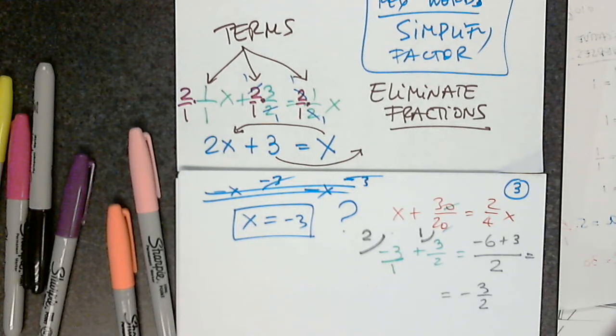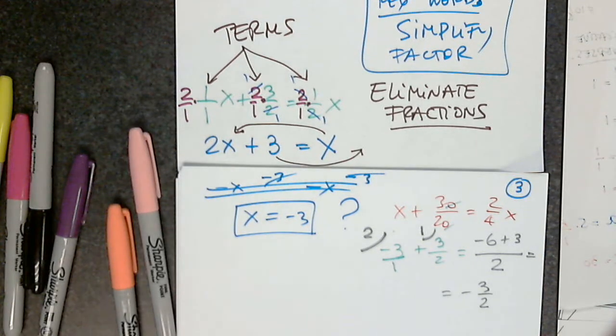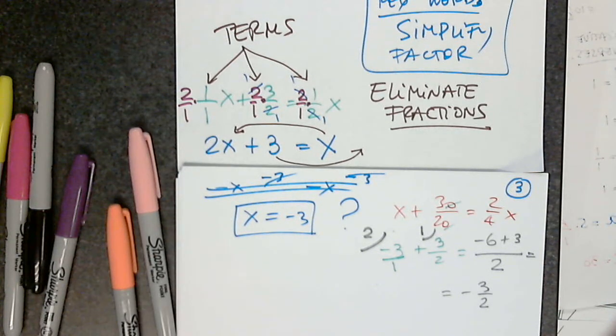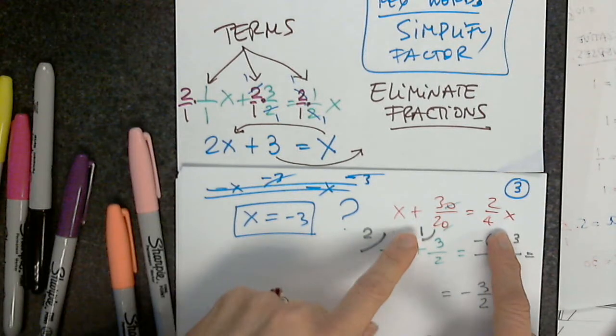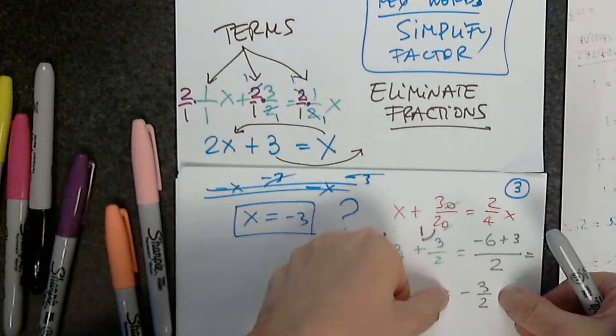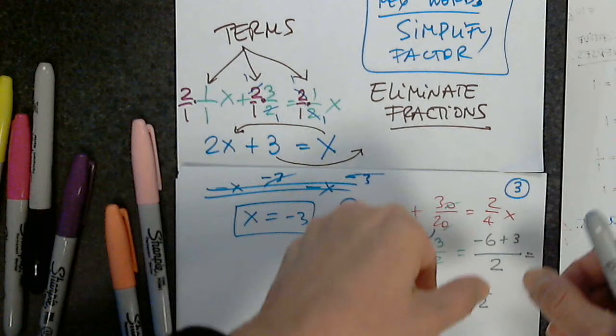So I plugged in -3 on one side, and I simplified the expression to -3/2. I have to plug in -3 on the other side, and if that simplified form is also -3/2, then the solution is this. If I don't get the same number on both sides, then this is wrong. Are you with me, everyone? Yes? Please ask. So this is our equation. This is our solution. We are trying to see if it works. I plugged in -3 here and got -3/2. I have to plug in -3 here and see if I get -3/2.